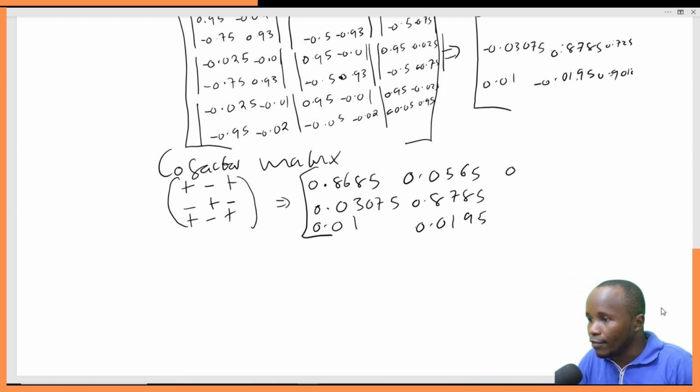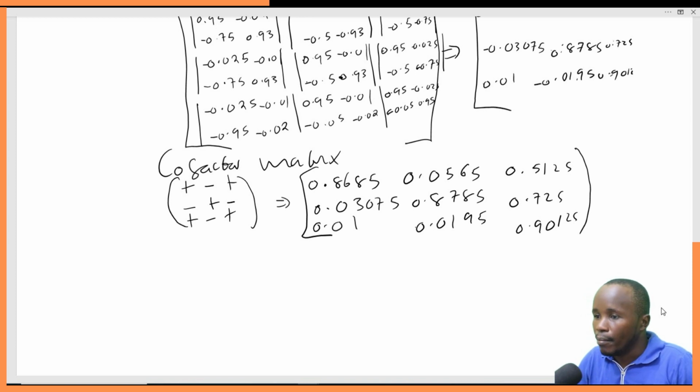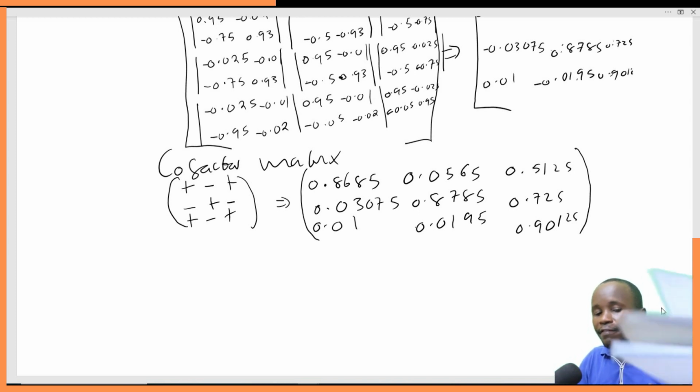Finally, here I'm going to have 0.5125. This is 0.725 and 0.90125. This one, we call this one cofactor matrix. Now we need to find the inverse.